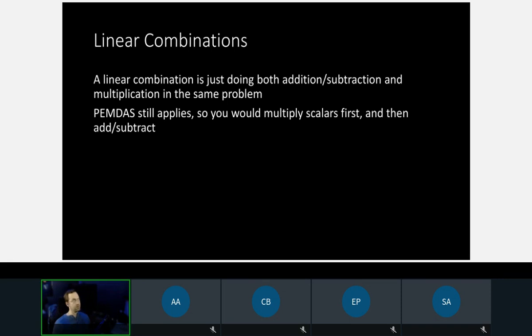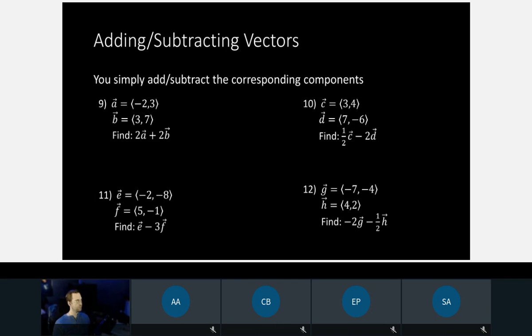All right, linear combination. So a linear combination is just doing both addition, subtraction, and multiplication in the same problem. Make sure that you follow the PEMDAS rules. Remember, parentheses, exponents, multiplication, division, addition, subtraction. That still applies. So if you have a scalar, make sure you multiply that first before doing addition or subtraction. All right, we got 4 problems.